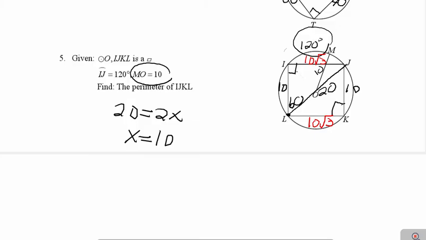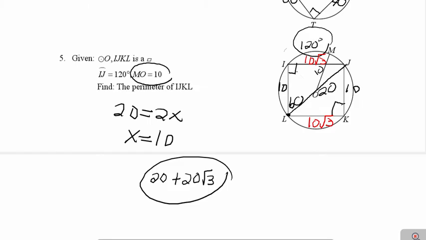So to find the perimeter, I know I can add the two 10s together. So 10 plus 10, I get 20. And then I can add the 10 root 3's together to get 20 square root 3. So that would be the perimeter then of that rectangle.